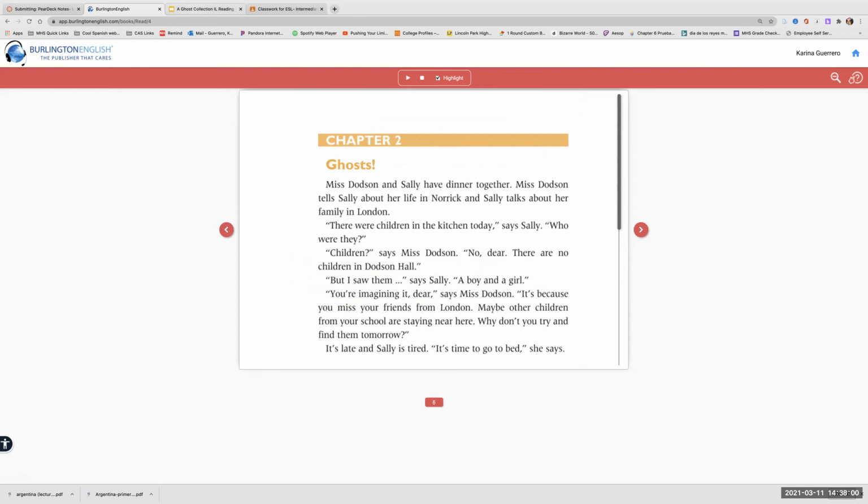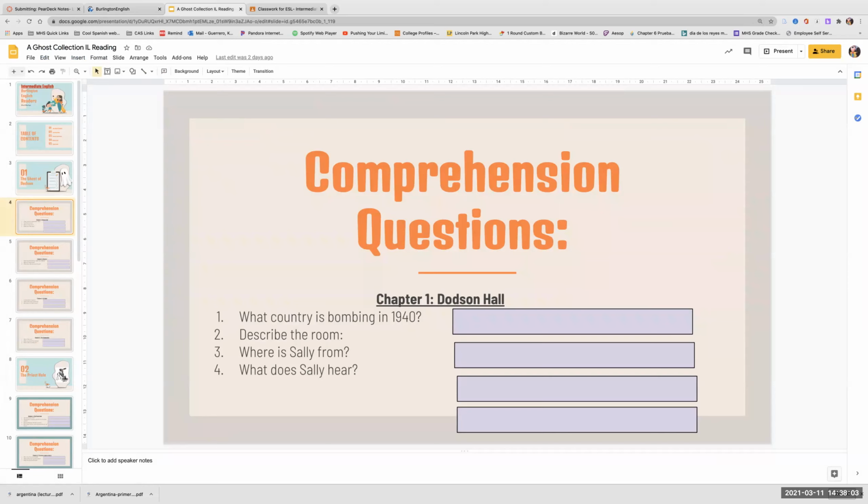Okay, so we are done with chapter number 1. We want to come back and make sure that we have comprehension. So question number 1 is, what country is bombing in 1940? Question number 2 is, describe the room. 3, where is Sally from? And 4, what does Sally hear? Again, if you need to rewind, you can re-listen to the story for chapter 1, that is okay. On Tuesday, we will go over these answers. So let's go to chapter number 2 now.